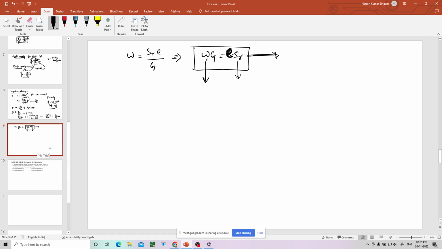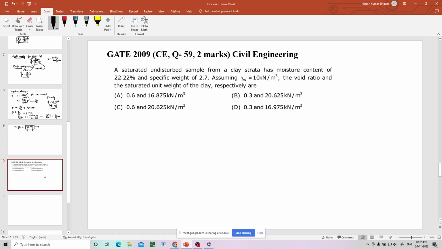Okay, so the question is from Civil Engineering GATE 2009 paper. The marks for this question is 2 marks. This question number is 59. So we'll go through the question first.